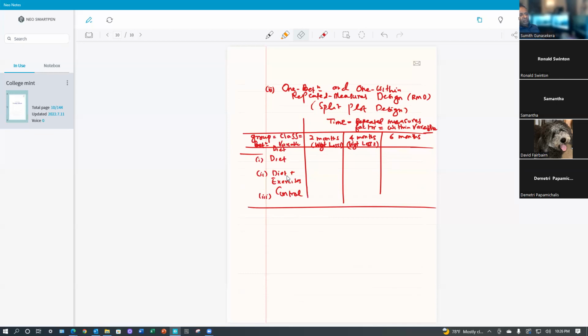You have one group, one within variable and one between variable. The between variable would be the diet. Diet has 3 levels: diet only, and diet plus exercise. Which one is going to affect the weight loss? And they are suggesting different methods to lose the weight.